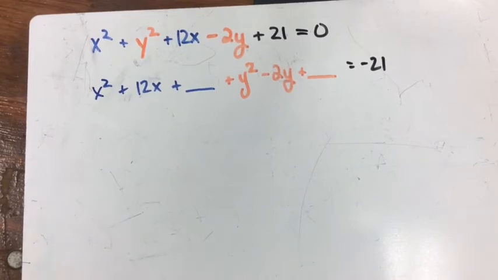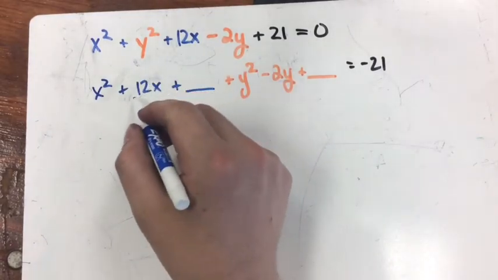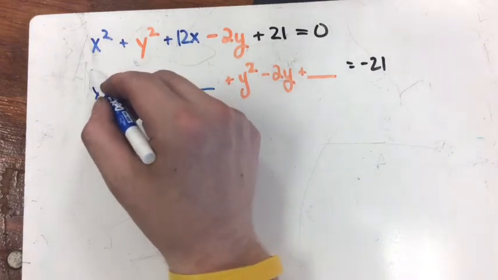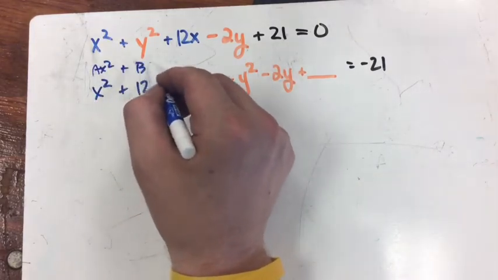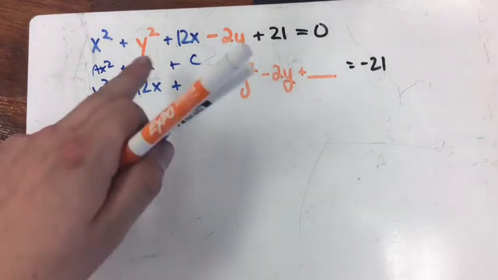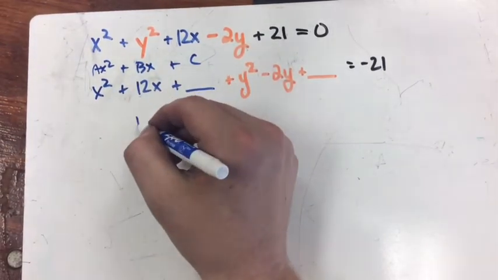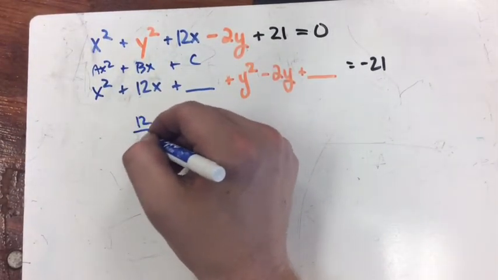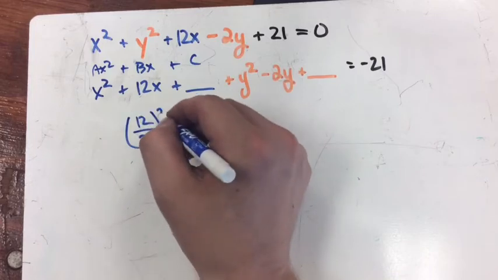Okay, the way we complete the square is we take the b term. The b term, this is ax squared plus bx plus c. We're going to take the b term, so 12. We're going to divide by 2, and then we're going to square the entire thing.